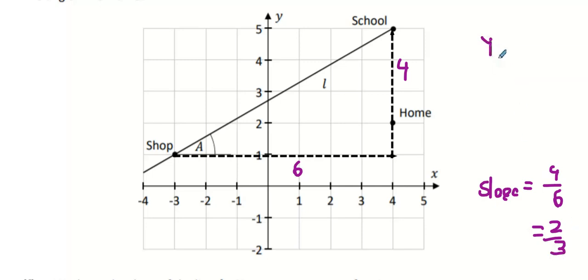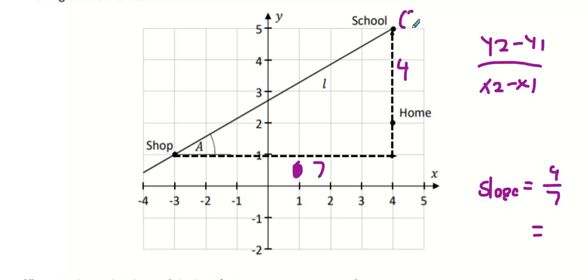You could also use the slope formula if you wanted. Oh wait, I'm losing it here. Oh, sorry, that's 7. 4 over 7, my bad. 4 over 7, 7 across, 4 up. 1, 2, 3, 4, 5, 6, 7. You could also use the slope formula using the points 5, 4 as x2, y2, and you could use the shop as x1, y1, and you could figure it out that way as well. But I like to use rise over run since the formula's already done for you.